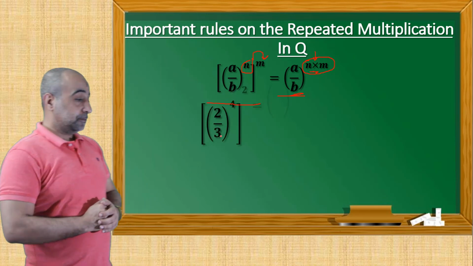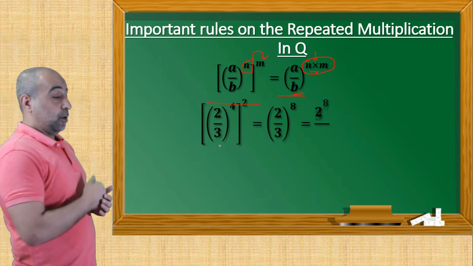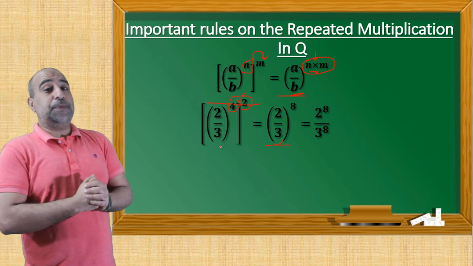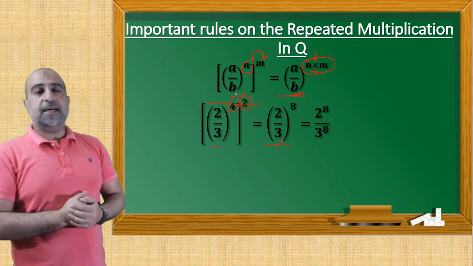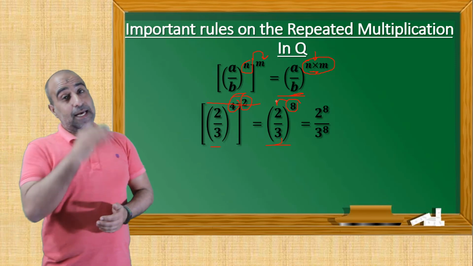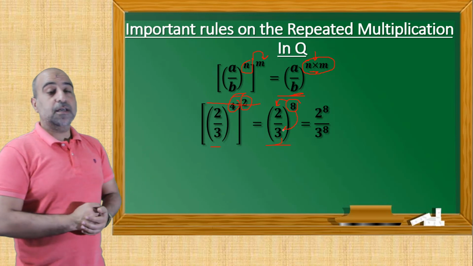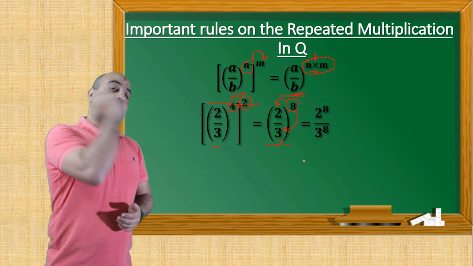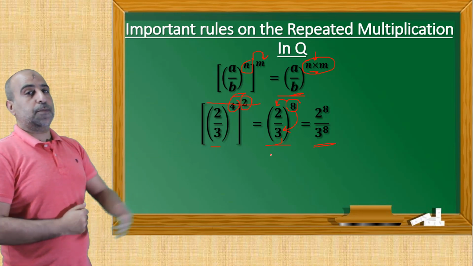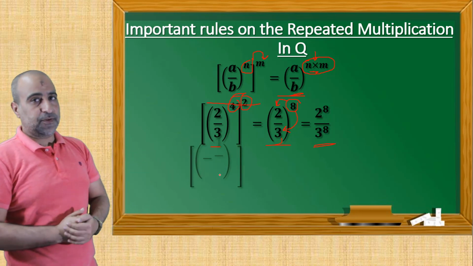For example, 2 over 3 to the power of 4 all to the power of 2. Then the result will be 2 over 3 and the power will be 4 times 2 equal 8. And 8, the power of 2 over 3 will be the power of 2 and also the power of 3. Then the result will be 2 to the power of 8 over 3 to the power of 8.